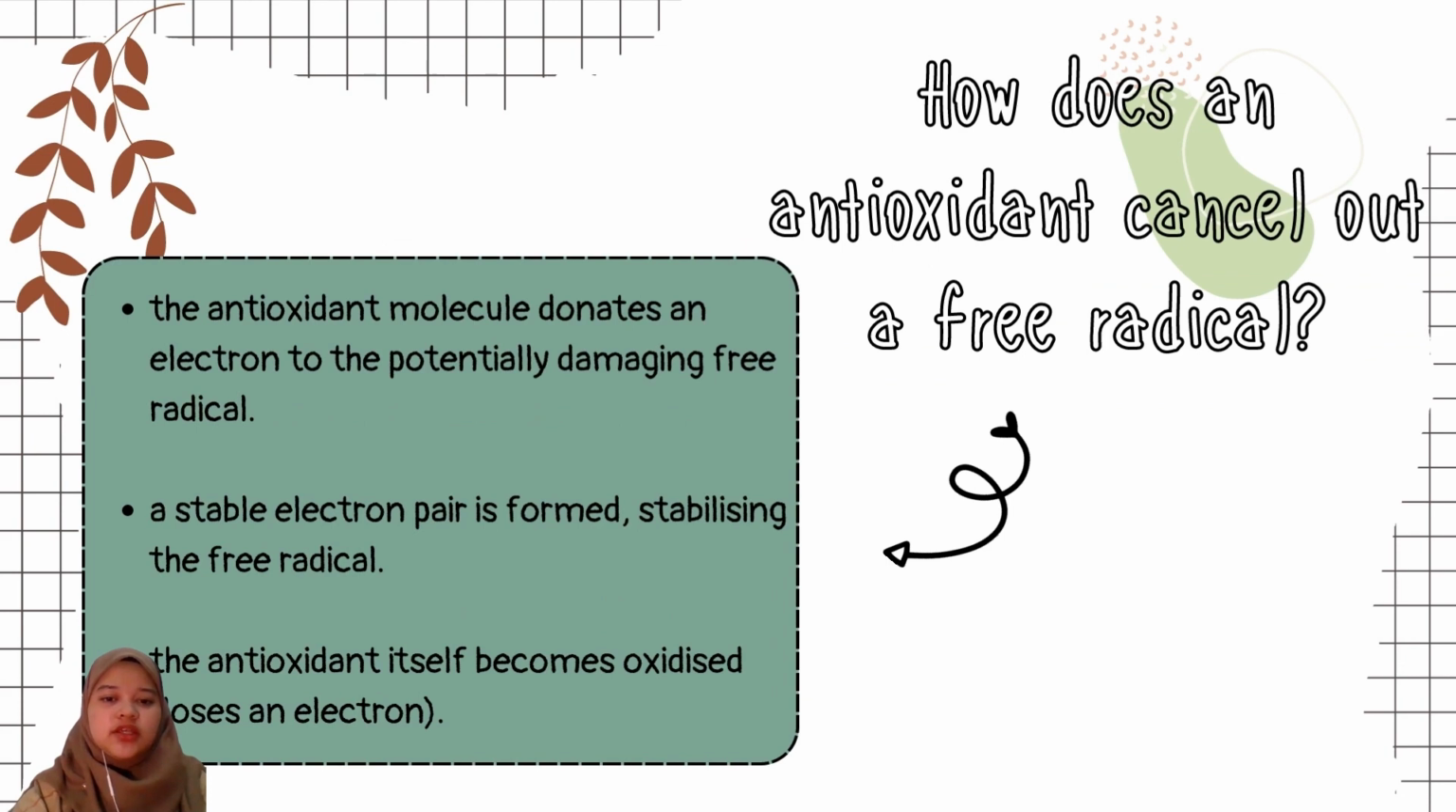How does an antioxidant cancel out a free radical? The antioxidant molecule donates an electron to the potentially damaging free radical. A stable electron pair is formed, stabilizing the free radical. The antioxidant itself becomes oxidized, which means it will lose an electron.